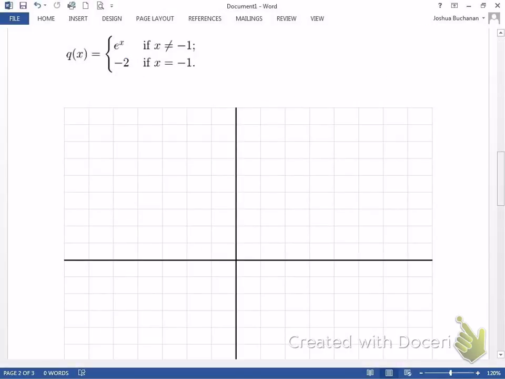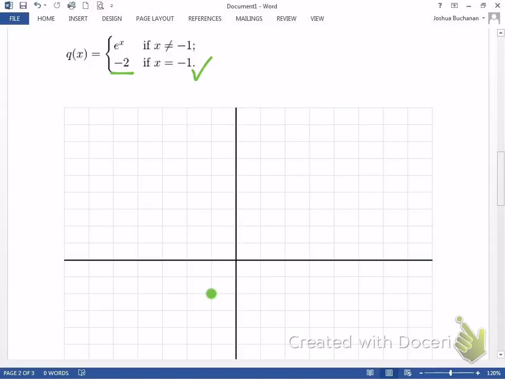Our second function that we're going to look at is going to show us that we have two rules again, or two pieces here. This first one here is very, very simple. We have y equals negative 2 if x equals negative 1. So x equals negative 1 is here, and y is going to equal negative 2. That piece of the function is done.